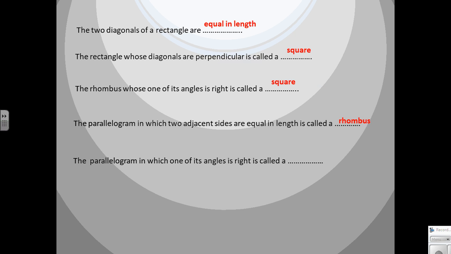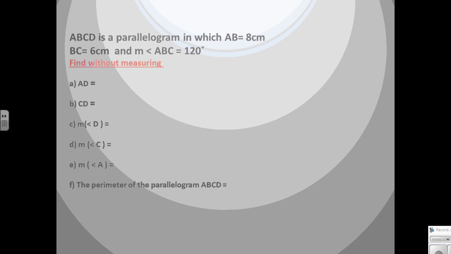Here, the parallelogram in which one of its angles is right is called a what? Here is the parallelogram. What is under the parallelogram? We have rectangle and rhombus. Okay. Which one of them has the right angle? Excellent. It's the rectangle. Okay. I think it's easy. Let's see another question.